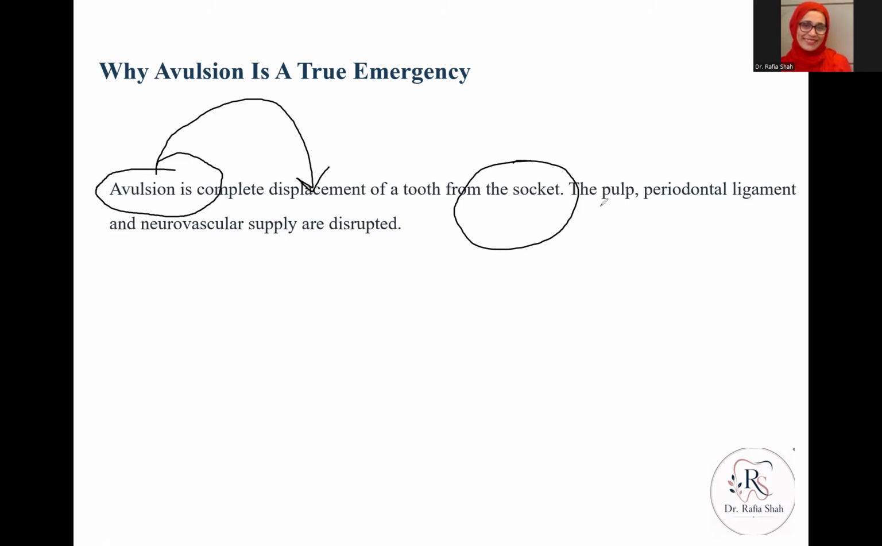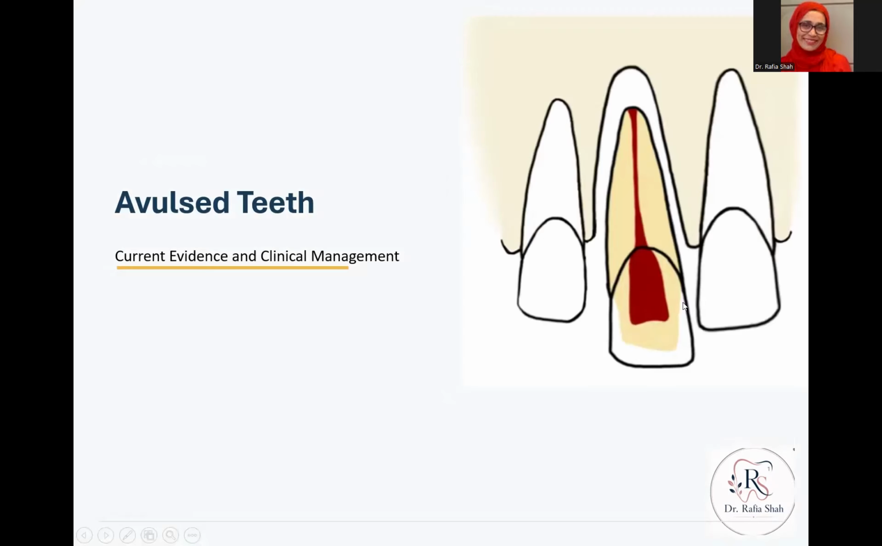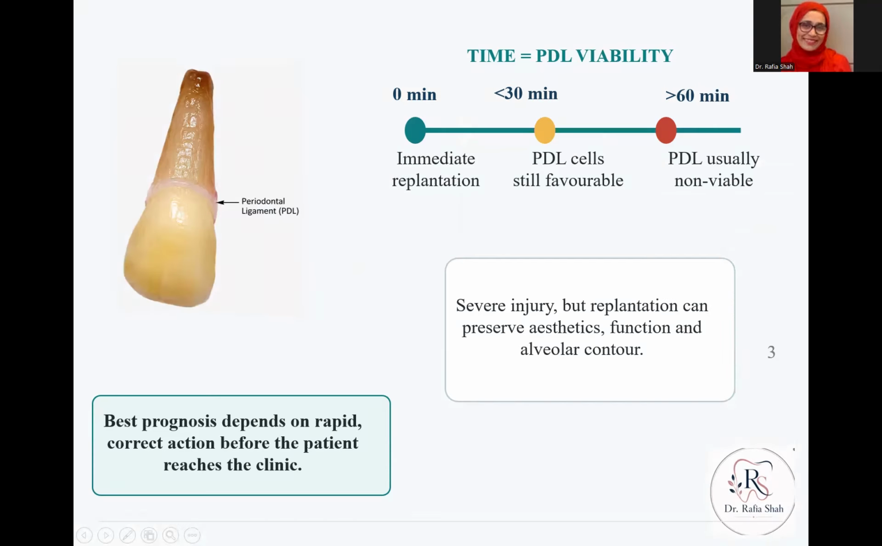So this trauma can trouble the pulpal region of a tooth. Definitely when the tooth is out of the socket, it means there is a breakdown of the PDL and its relevant blood supply. So avulsion simply means displacement of a tooth from its socket. As you can see in this picture, this tooth is completely out of the socket, but the tooth itself is intact, and how we will manage it, we will talk about.